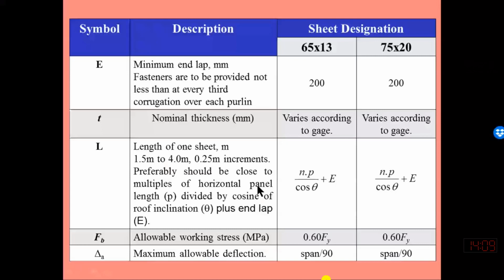In roof sheeting design, we also use the ASD method. So we use the allowable stress value 0.6 Fy. We do not want the stress in the sheet to exceed 60% of Fy. So the allowable stress in these sheets is 0.6 Fy. Similarly, in order to control deflection, the maximum deflection in the sheet should not exceed span divided by 90. The center point deflection should be less than the span of the sheet, meaning length of the sheet divided by 90.